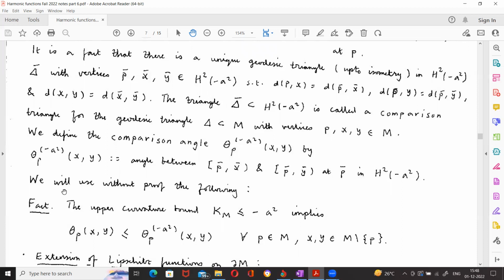Okay. And then we have the following fact, which we will use without proof, that this upper bound on curvature, curvature less than or equal to minus a squared, implies that the Riemannian angle is less than or equal to the comparison angle. This follows from the fact that the manifold M is CAT(minus a squared). So Riemannian angles are smaller than comparison angles.